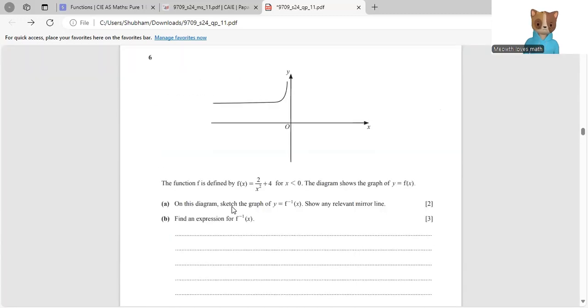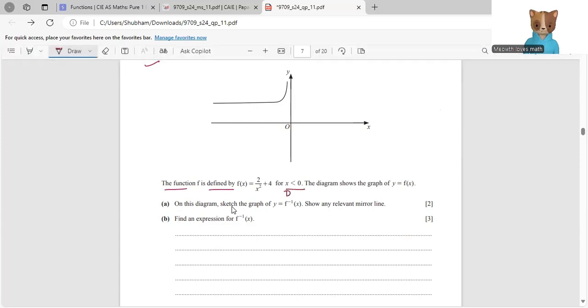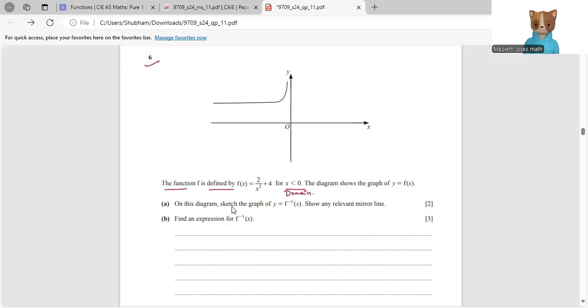All right. Now coming on to the sixth question. It is something on graph. It says the function f is defined by f of x equal to 2 over x square plus 4, and the domain is x less than 0. So this is the domain which is given to us. The diagram shows the graph of y equal to f of x. On this diagram, sketch the graph of y equal to f inverse of x. Show any relevant mirror line.